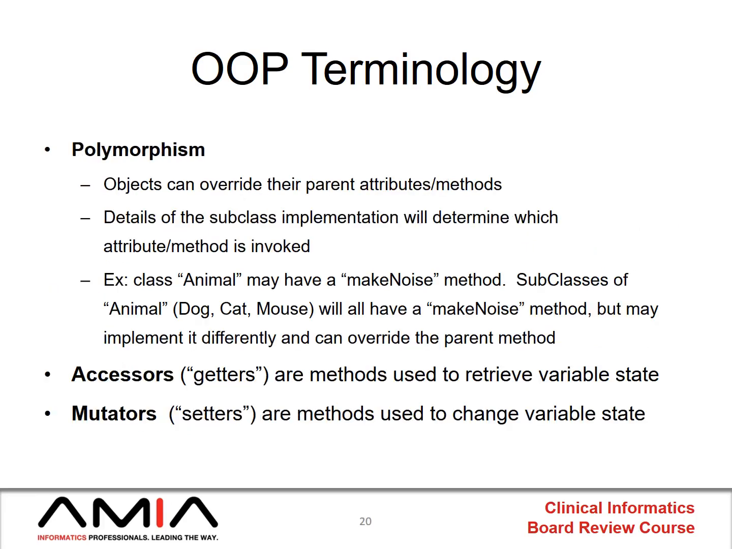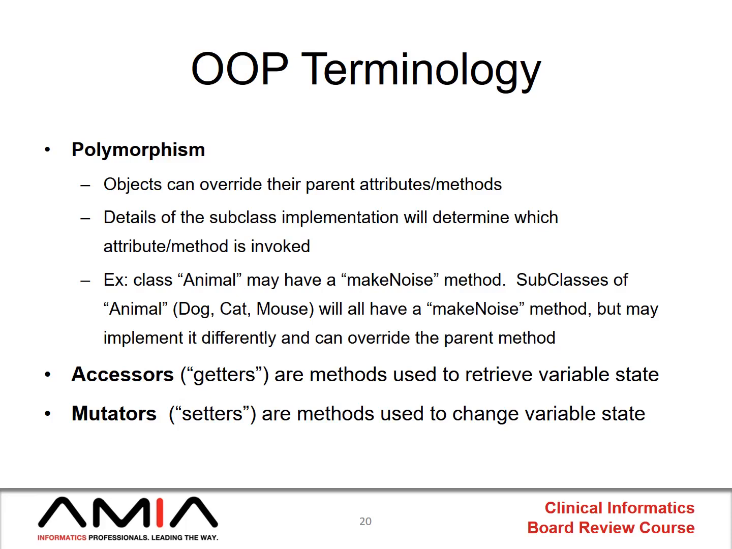In fact, the way you override it is this idea of polymorphism. So polymorphism is the idea that objects can override their parent attributes and methods; the details of how you implement that subclass will determine which attribute and method is invoked. So the example I give here is that imagine you have the class of animals and they have a generic method for making a noise.